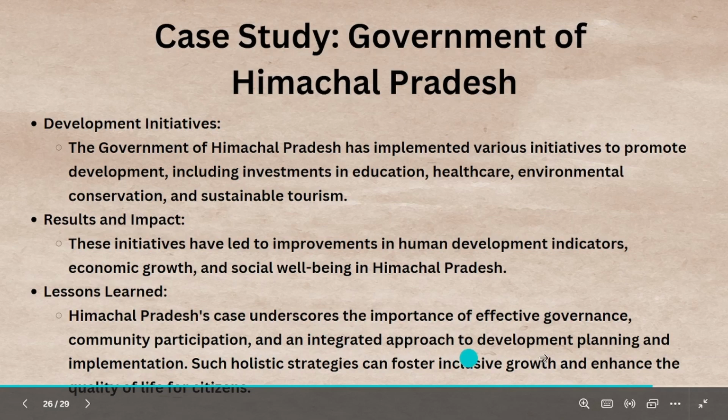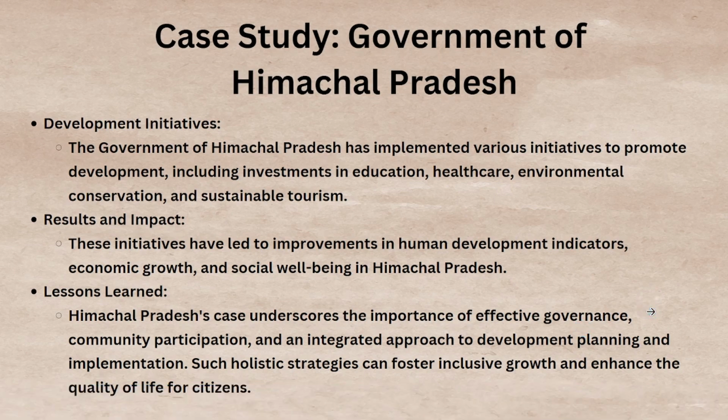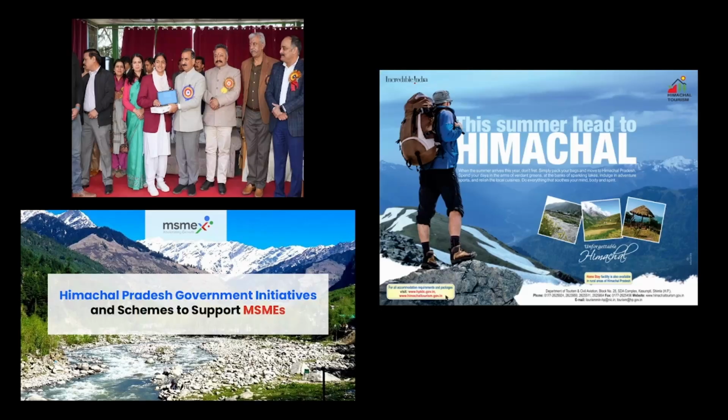And an integrated approach to development planning and implementation. So they did very good planning and they implemented it. Not only planned but implemented it, which means they have made sure it happens. Such holistic strategies can foster inclusive growth and enhance quality of life for citizens. So these are the examples. Even the Himachal Pradesh government has given some very good educational initiatives. So some minister is giving tabs to the toppers, both toppers of 10th or 12th. So this is an example.